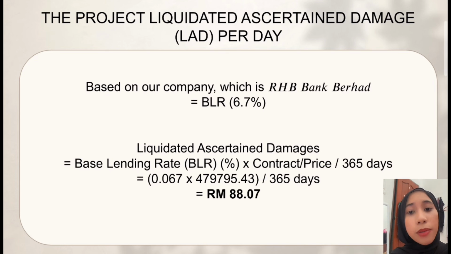The last one is the project liquidated and ascertained damages per day. Based on our company, which is RHB Bank Berhad, the BLR is 6.7%. The total value for liquidated and ascertained damages overall is 88.7 ringgit. So we can conclude that the liquidated and ascertained damages equal 88.7 ringgit with a base lending rate of BLR 6.7%. So that's all for our group.